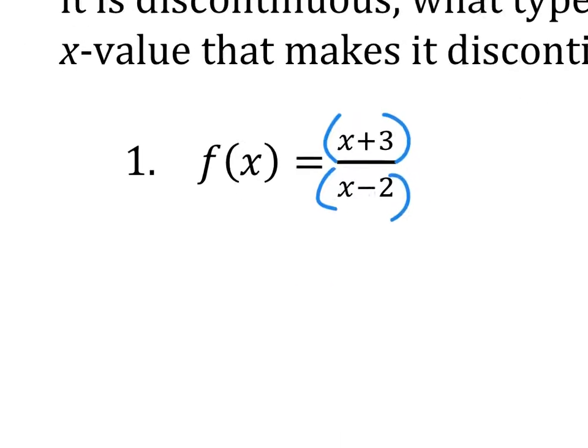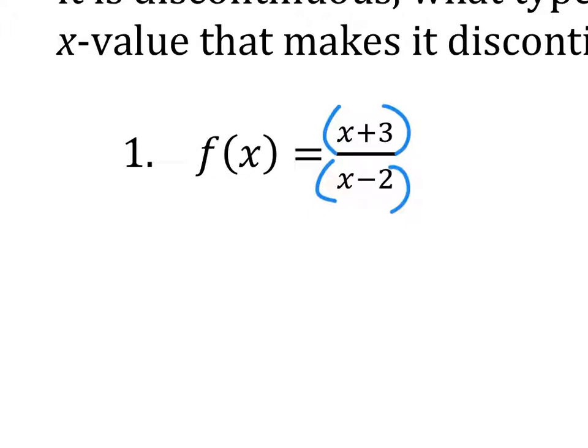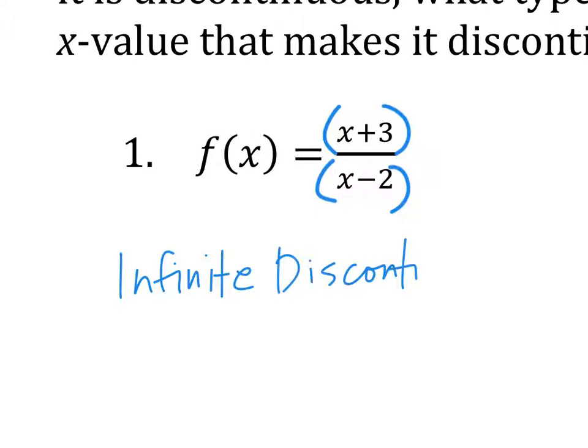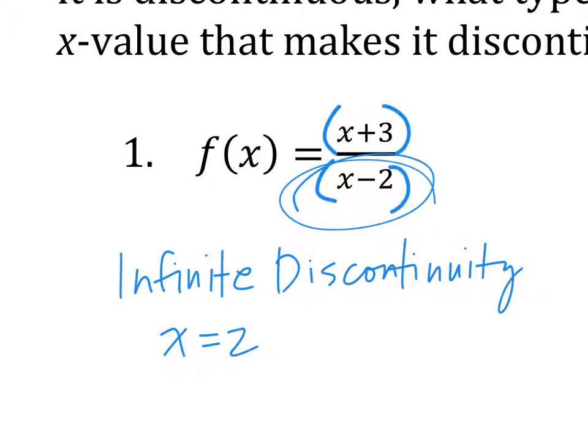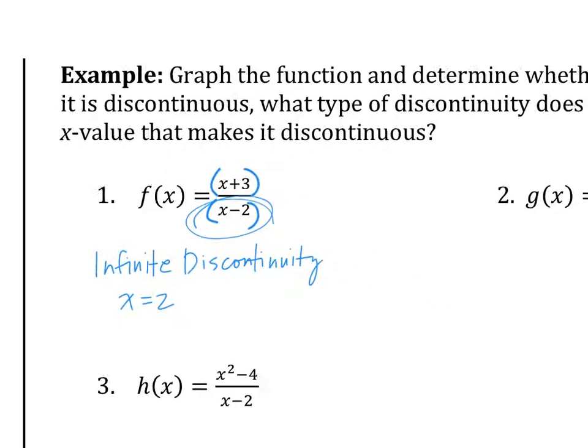Okay, Junior, number 1. Is this continuous? No. Evan, what kind of discontinuity does it have? Infinite. And then Aaron, at what number? At x equals 2. Yes, you can tell because that's making the denominator 0. Okay? All right, let's try number 2.